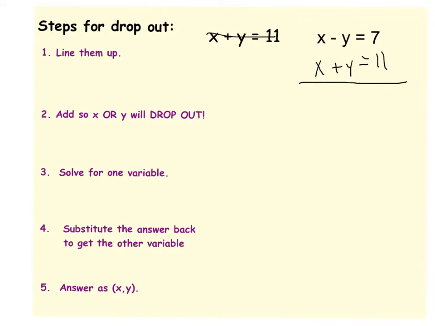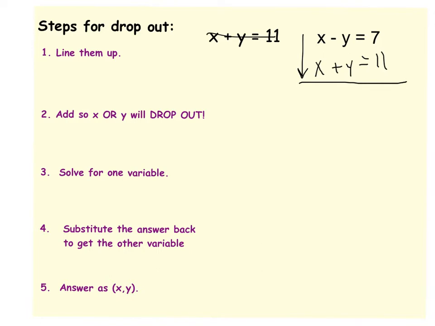Once you notice that you need to use dropout, this is what's going to happen. You're going to put a line under it, and one of the things you need to notice is right here: notice how the y's will cancel out. If I were to add them together, if I were to take negative y and positive y, they would cancel out, and that's the signature for dropout. We need our equations to line up like this so that a variable will drop out. So all you do is simply add straight down.